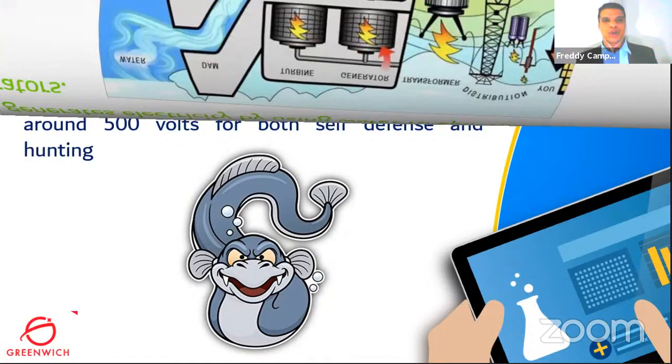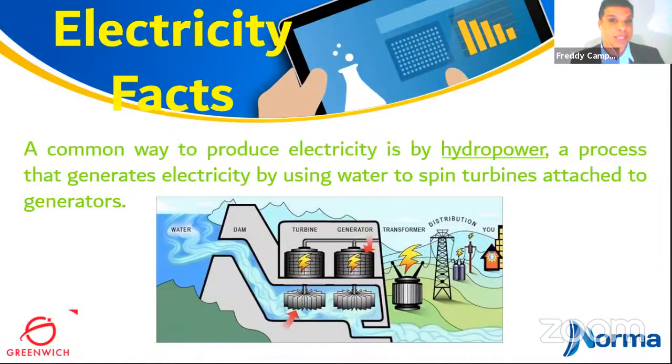Let me show you another electricity fact. This is very popular in many countries. One way to produce electricity is hydropower. Obviously, we are not going to show the hydropower to our students, but look at the picture. It says a process that generates electricity by using water to spin turbines attached to generators, all right? So when we're showing this picture and the facts to our students, maybe not the first time, but later they can understand how electricity is produced and why water is so important for electricity.